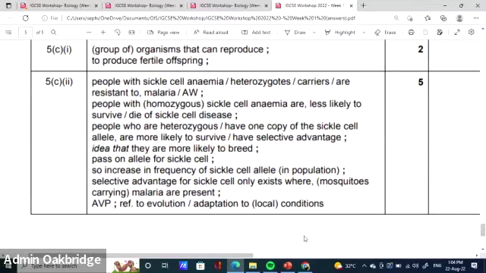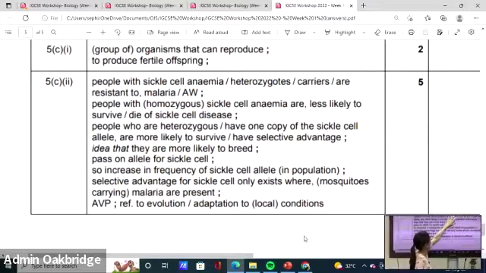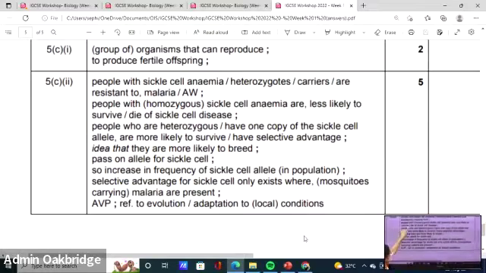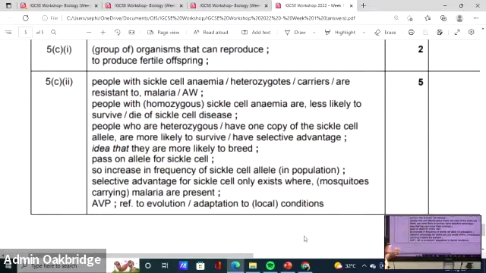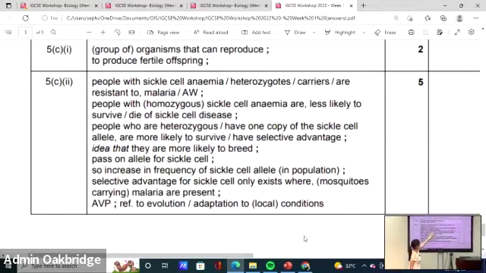People with sickle cell anemia are resistant to malaria, or rather people who are heterozygous are resistant to malaria, so they survive. But people who have sickle cell anemia will die because of sickle cell disease. People who are heterozygous are more likely to survive. Then when they're more likely to survive, they will breed.